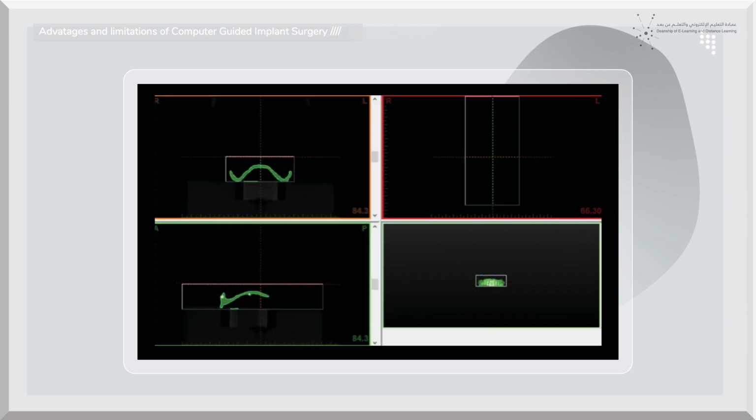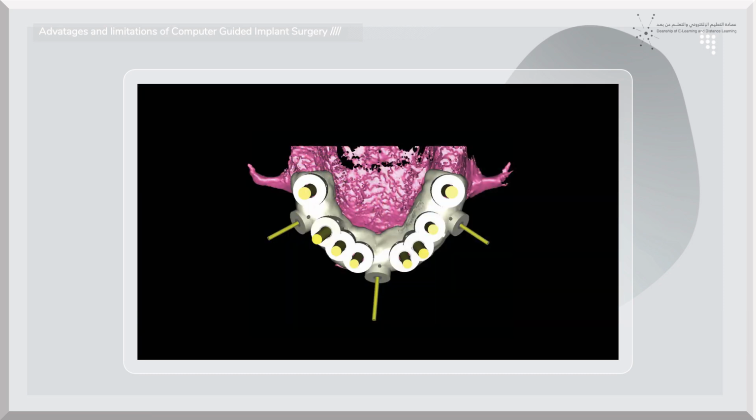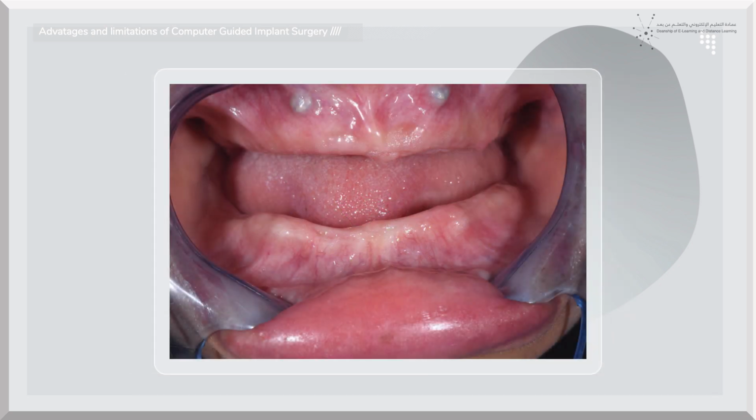In this case, we are following the dual scan protocol, scanning the patient with the denture and then scanning the denture separately. Then, using implant software, we merged both scans in order to implement a prosthetic-driven treatment plan. So this is a bone-supported guide that is designed and then exported for printing. The patient is going to receive 8 implants in the upper jaw and 6 implants in the lower jaw. This is 6 months post-operative.